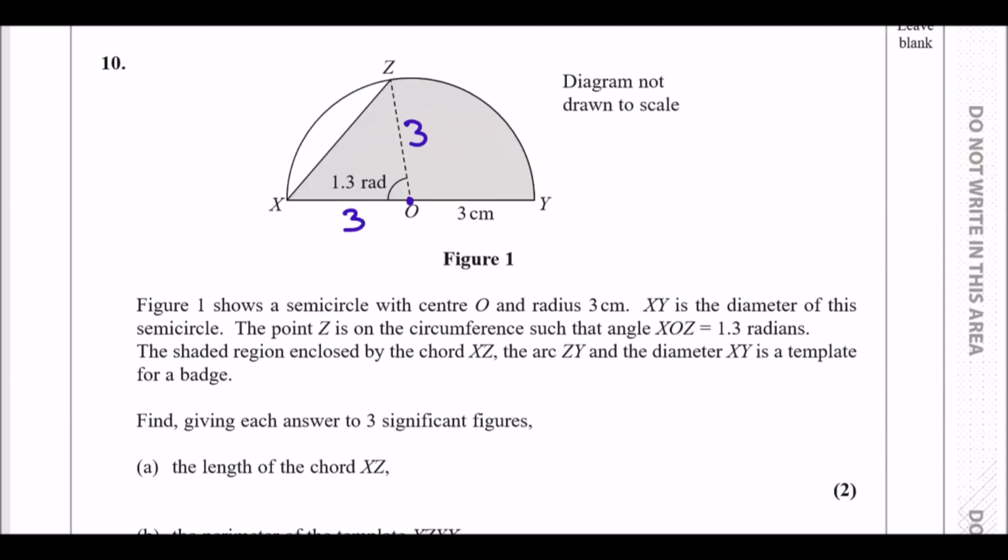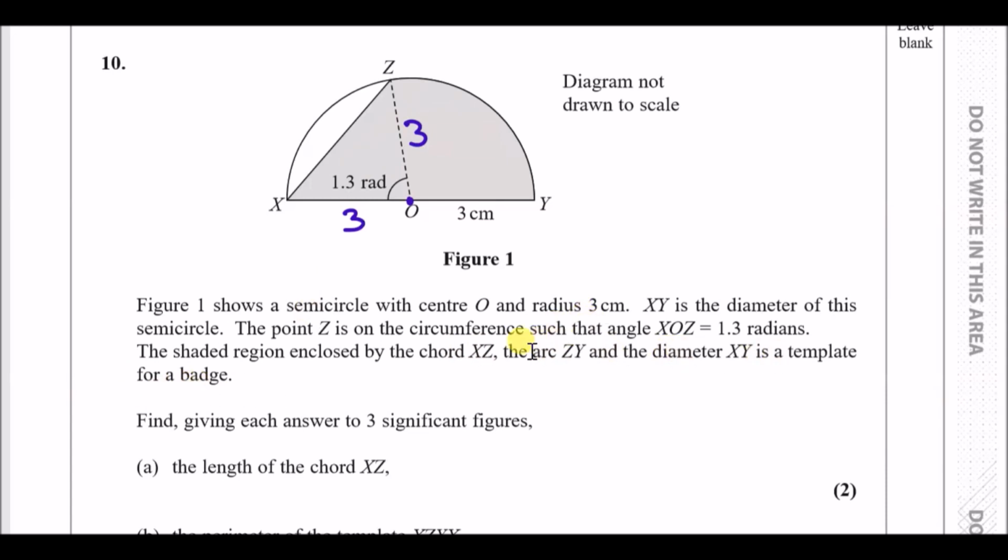Okay, next. XY is the diameter of the semicircle. So that just proves it. The point Z is on the circumference such that angle XOZ is 1.3 radians. Yep, we see that. The shaded region enclosed by the chord, arc, and diameter is a template for a badge.